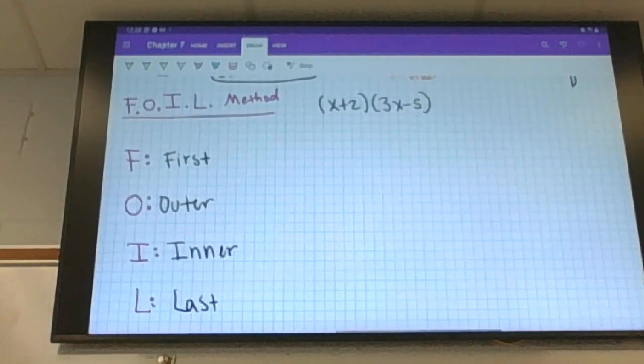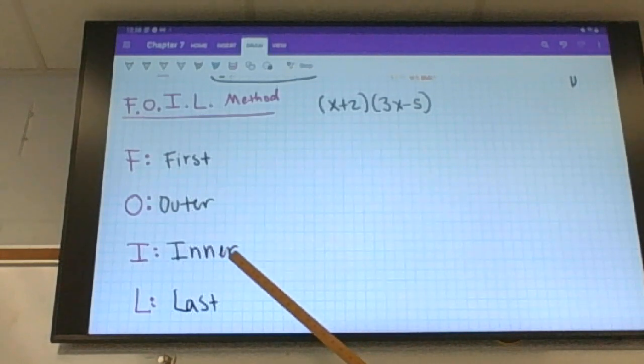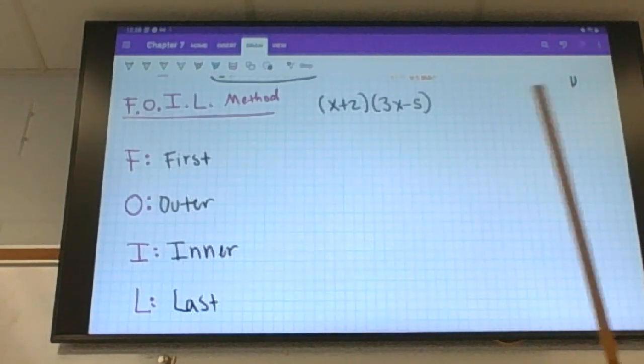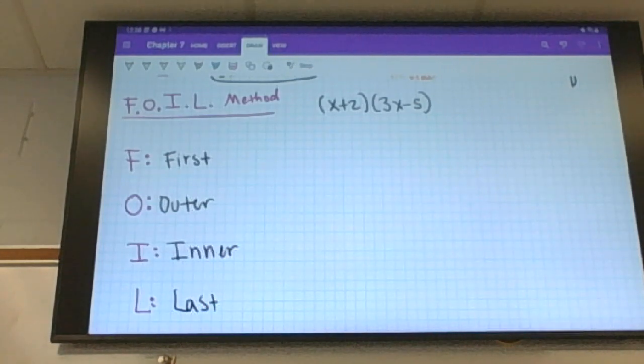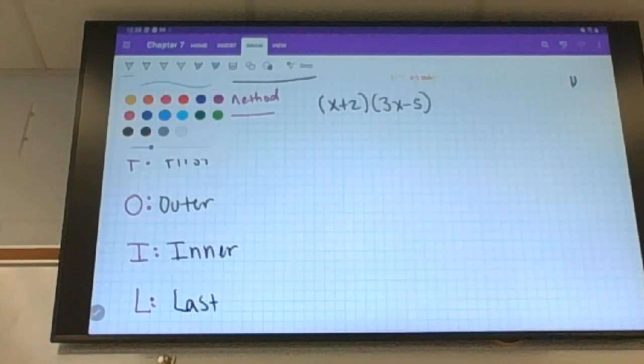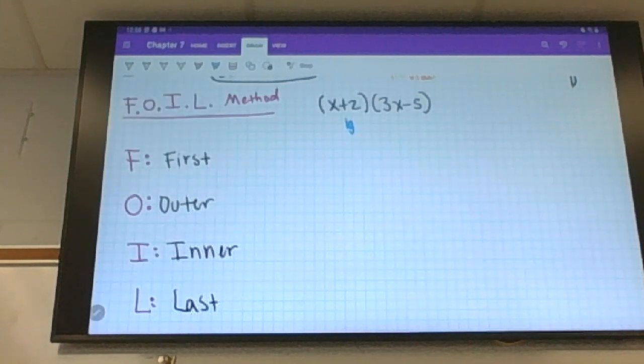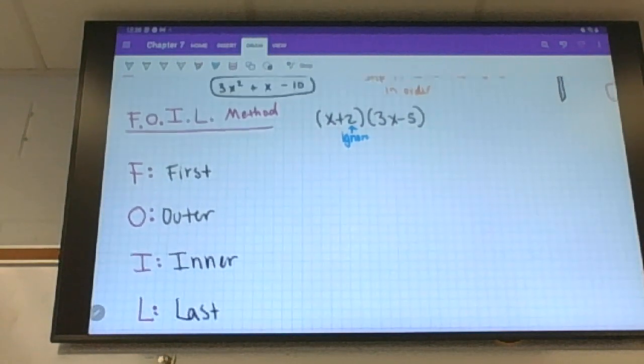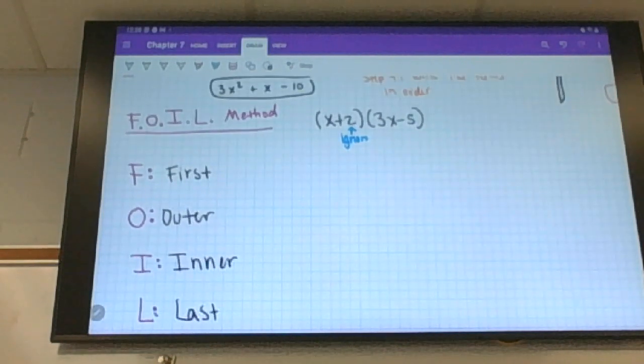Alright. FOIL stands for first, outer, inner, last. And what that means is you ignore, you don't rewrite it, you don't draw back.